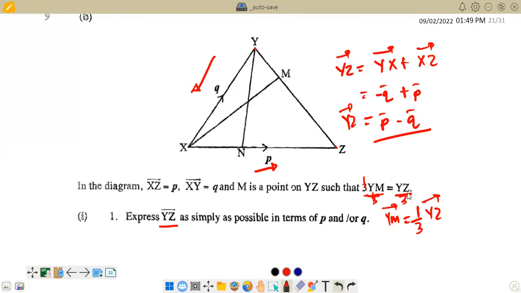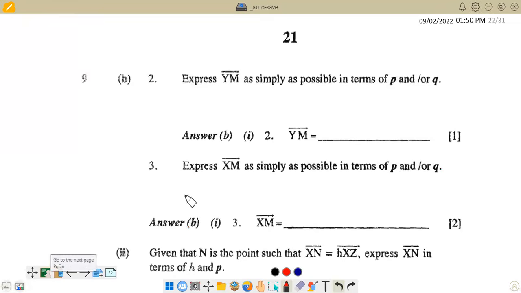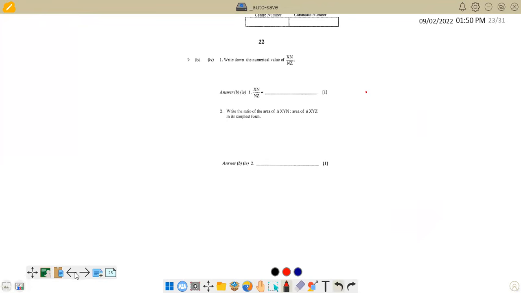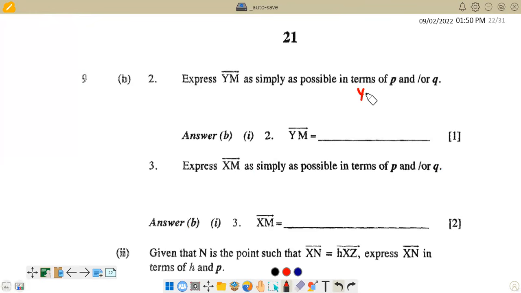So which means we are just going to take a third of YZ to find YM. So that is it, guys. We can just have this and substitute our values now. Here we are going to have a third of YZ. Oh, no, it went too far. Okay, so our YM is going to be a third of YZ.